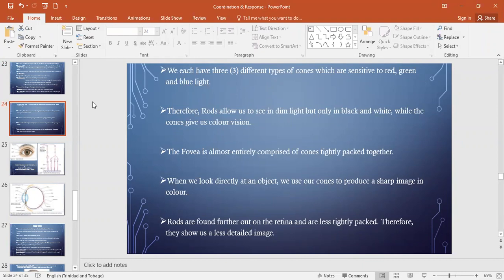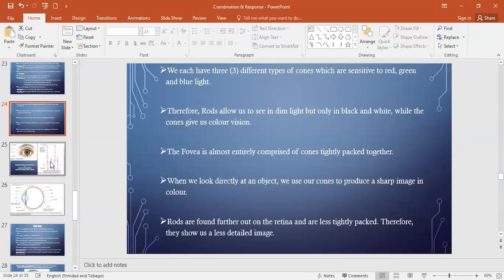Right, so what happens is that when you look directly at an object, your cones are what we need in order to produce a sharp image in color as well, and not a black and white TV. Your rods are found further out in the retina, so they are less tightly packed together, and they will show a less detailed image. Because your cones are more tightly packed together and more upfront, you can get a sharper image produced as compared to the image produced from your rods.